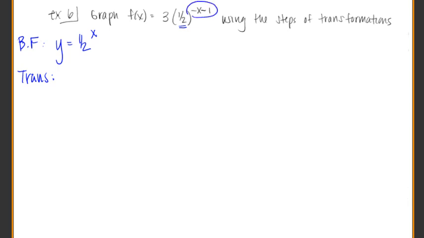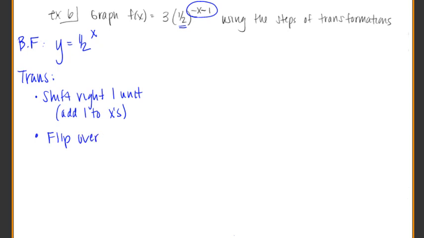So let's go up inside that exponent and let's talk it out loud. First thing we want to look for is shifting, going left to right. That -1 tells me we're going to shift right 1 unit. So that means we're going to add 1 to the x's. Okay. Next thing we have up there is that minus sign. That minus sign is telling us to flip or reflect over the y-axis. So we've got to swap the signs on our x values. Okay, that's everything taken care of up inside.